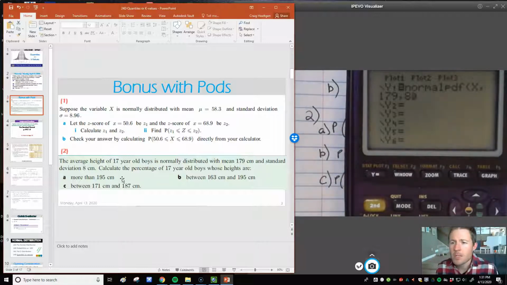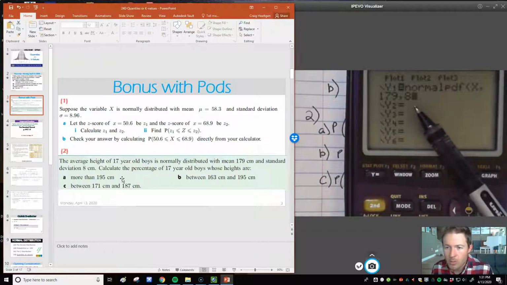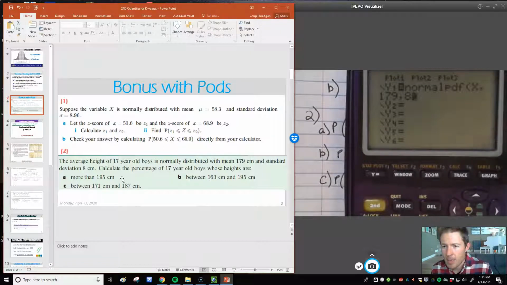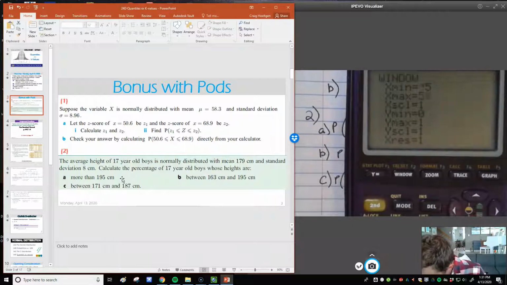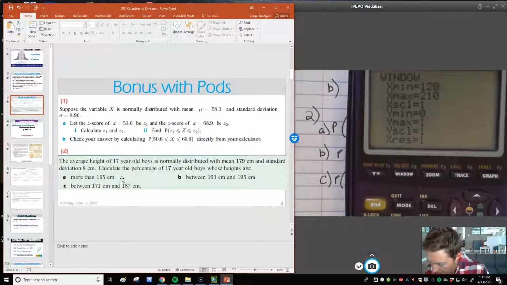Now if I'm doing it this way, I need to adjust my window. This window is going to be quite a bit bigger. This window has to go all the way up to 179, but several standard deviations beyond that. So I'm going to add about 40 to that. So I'm going to say 210 is my max. And my minimum, I don't know, I'm going to say 120. Remember, these are probabilities, so y between 0 and 1 makes a lot of sense.